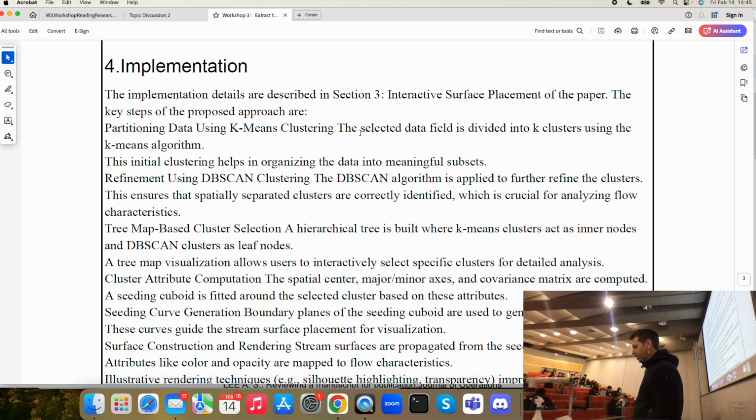So a concise summary of the implementation might be something like: the vector field is partitioned or clustered into regions of similar behavior, and those regions of similar behavior are coupled to a tree map. And the user is able to interact with the tree map in order to place and visualize different stream surfaces. Again, it's difficult. This one is difficult. I'm not going to advertise this as being easy.